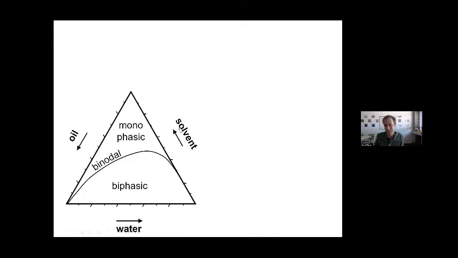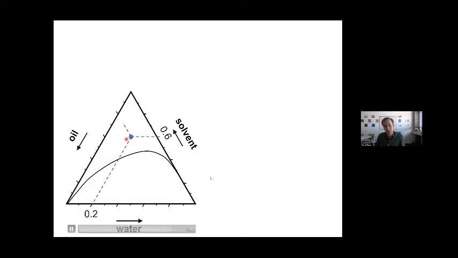This is exactly what happens here. We use alcohol as a solvent. And then, for instance, you have that point here in the ternary phase diagram. It has 60% alcohol and 20% water and 20% oil.